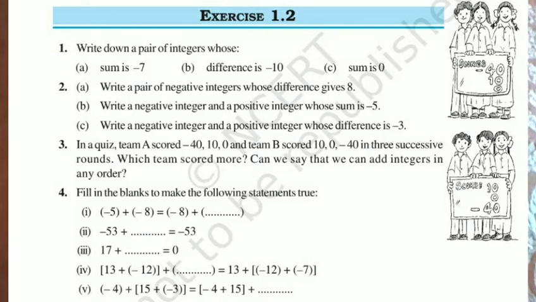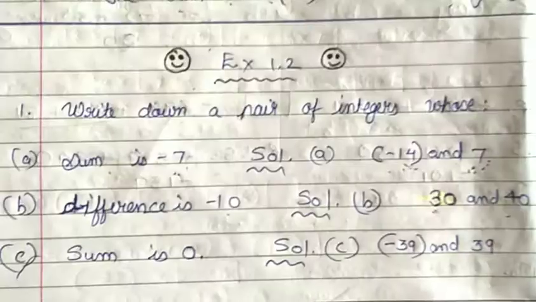Write down a pair of integers whose A. Sum is minus 7, B. Difference is minus 10 and C. Sum is 0. So dear student, how to do such kind of sum? For that you must know the addition of positive and negative integer rules. So let us start with question number 1.